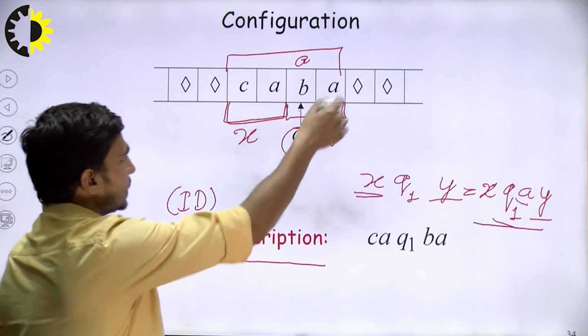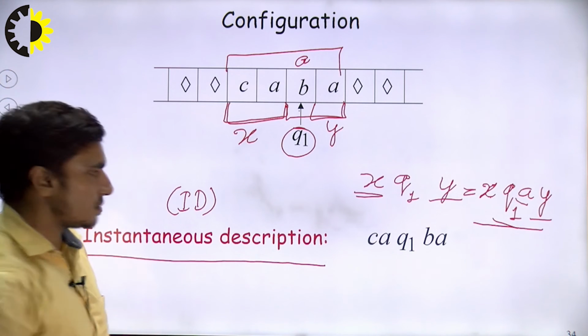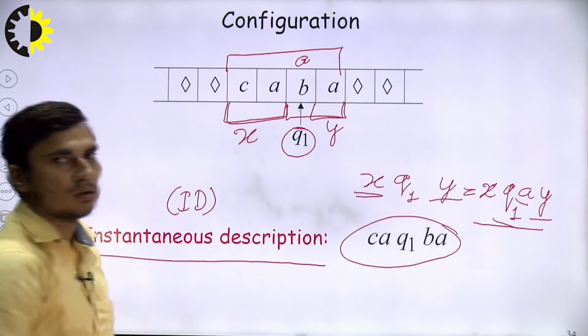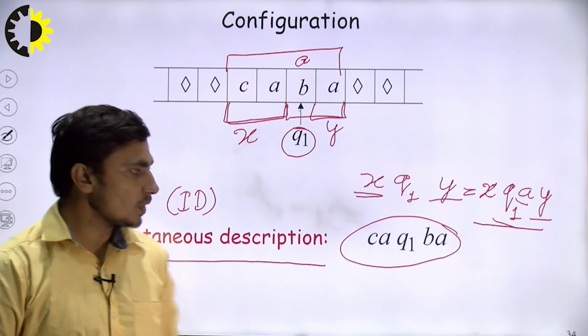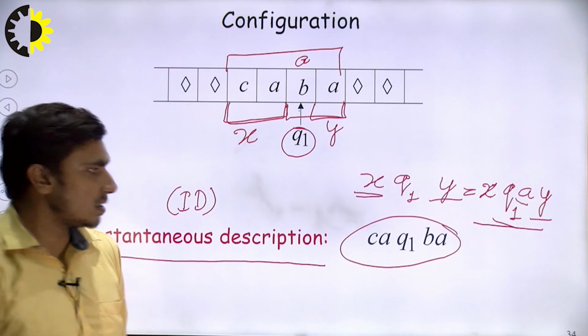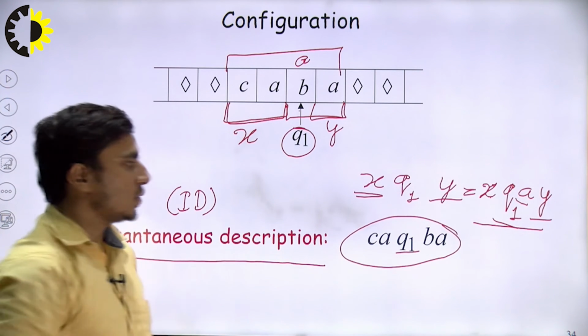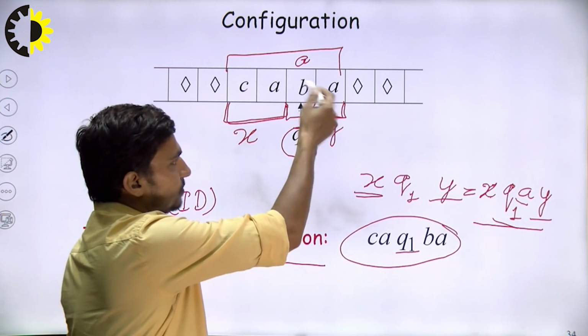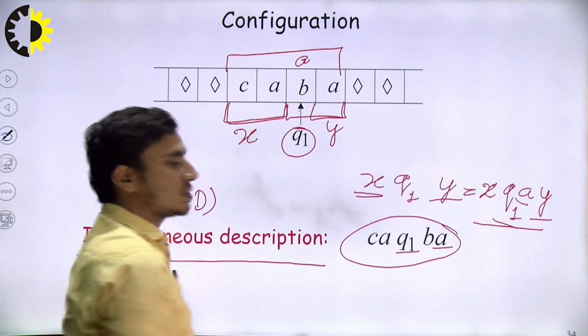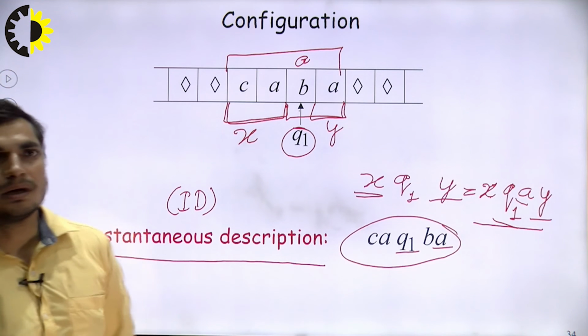So for this example, the instantaneous description can be described as CA Q1 BA. This CA is available on the left side of the read write head, we are at state Q1, the input symbol we are going to read is B, and the remaining string on the right hand side is A.